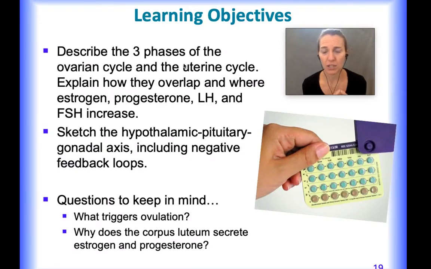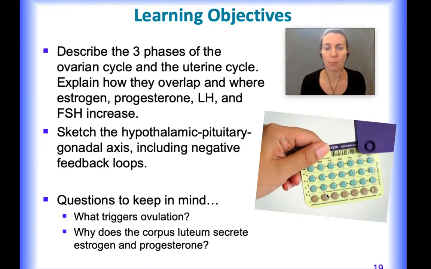In that discussion, you'll be able to answer questions such as how the most common forms of birth control, such as the pill or certain hormonal IUDs, can function so well. What is it that they are mimicking? How is it that they are stepping into this negative feedback loop in the female reproductive system?